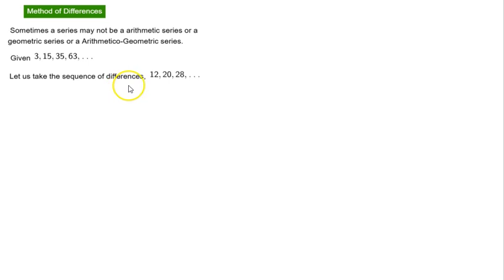Let us take the sequence of differences. So 15 minus 3 is 12, 35 minus 15 is 20, 63 minus 35 is 28, and so on. Is this an arithmetic progression? Let's check. 20 minus 12 is 8, 28 minus 20 is 8. So we have a common difference, which means this is an arithmetic progression.